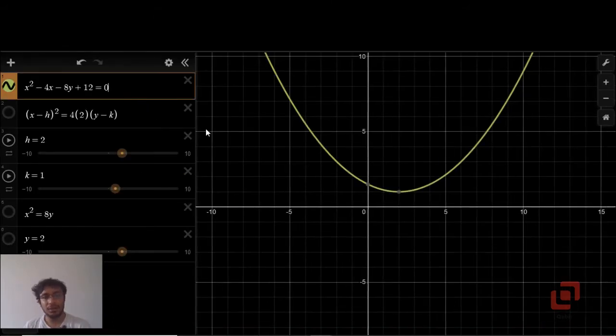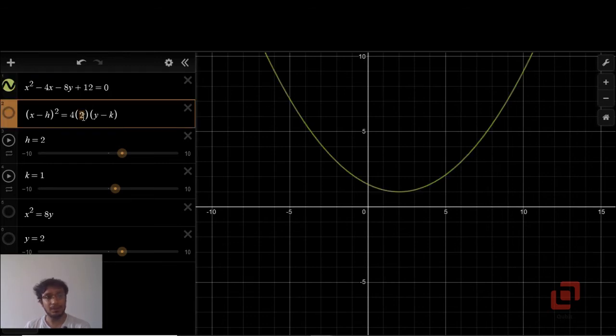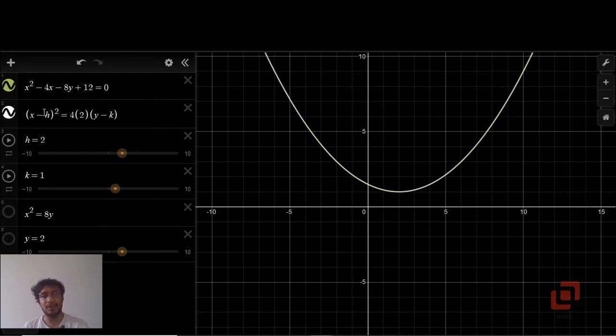So the green curve that you now see on the graph is the parabola which is given in the problem, x squared minus 4x minus 8y plus 12 equal to 0. We identified the value of a, or value of b, and it turned out to be 2. Now I have plotted this variable parabola, (x minus h) raised to 2 equal to 4 into 2 into (y minus k).